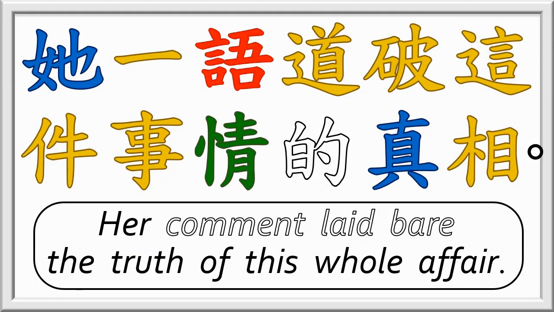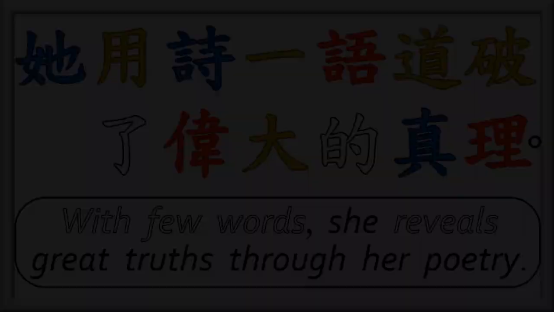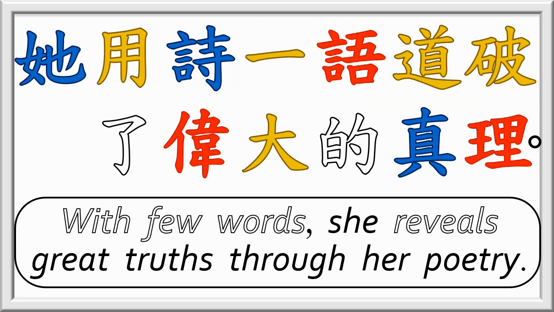他一语道破这件事情的真相。Her comment laid bare the truth of this whole affair. This sentence could also be rephrased with passive 被。这件事情的真相被他一语道破。The truth of this whole affair was laid bare by her comment. 他用诗一语道破了伟大的真理。With few words, she reveals great truths through her poetry.